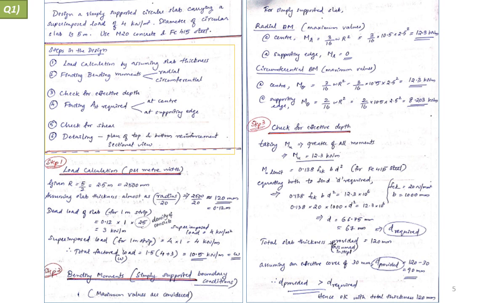Now we have to see what is the d provided. The total slab thickness provided is 120 mm, and this is the assumed value. So we are assuming an effective cover of 30 mm. So d provided is 120 minus 30, which is equal to 90. So what is the d required? It is only 67 or 70. So we are safe. The value provided is greater, so we are safe. Hence, okay with the total thickness of 120 mm.